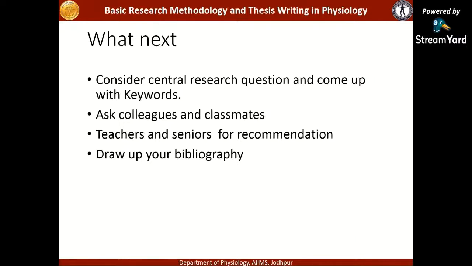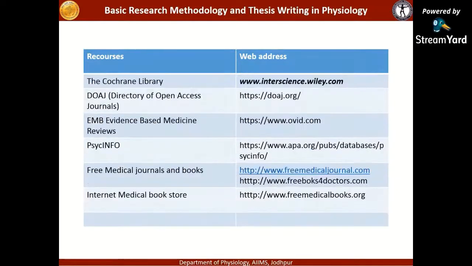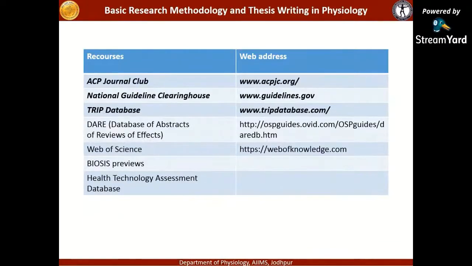So where are the platforms? In this digital world, there are so many platforms available: Google Scholar, PubMed, Medline, Embase, Scopus, InMed, you name it, and there are many more. But we usually do it on PubMed, because that's the easiest to reach, free of cost, and very relevant to the medical field, right?